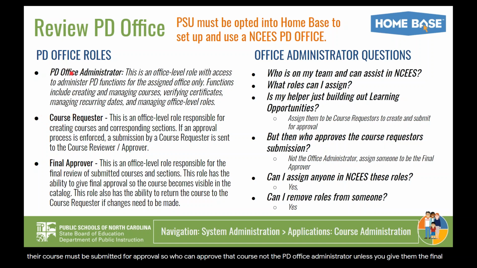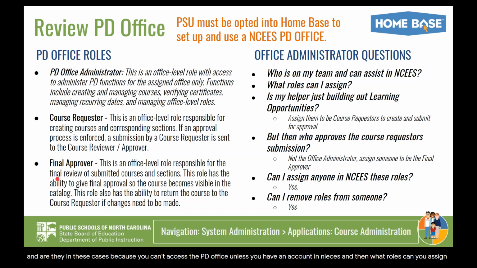So the PD office administrator, you can have more than one role. So they can be both final approver and PD office administrator. Depends on how large your team is and how you want to set that up in your district. And then just some questions as you're thinking about setting this up. Who needs to be on your team, and are they in NCEES? Because you can't access the PD office unless you have an account in NCEES. And then what roles can you assign?